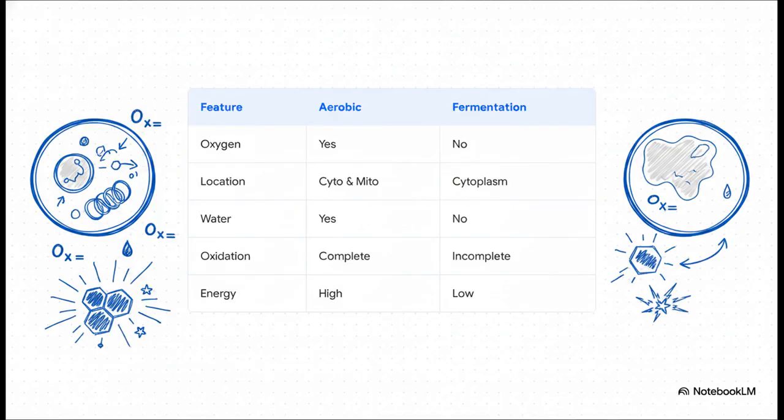Let's quickly put these textbook criteria side by side to really lock it in your memory. Aerobic respiration requires oxygen, uses both the cytoplasm and mitochondrion, produces water, fully oxidizes the glucose, and yields huge energy. Fermentation needs no oxygen, happens entirely in the cytoplasm, doesn't produce water, only incompletely oxidizes glucose, and gives a severely low energy yield. Seeing it structured this way makes the contrast totally undeniable.